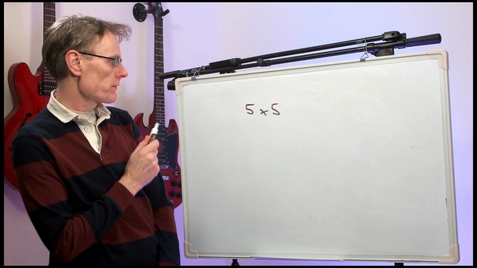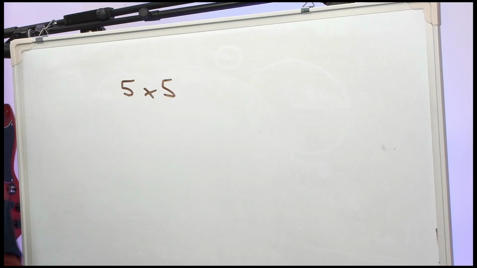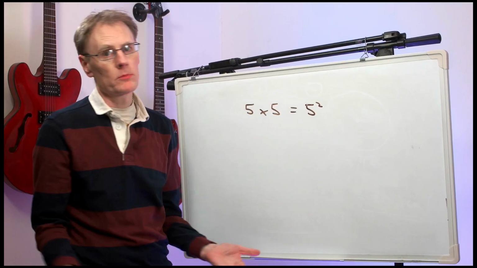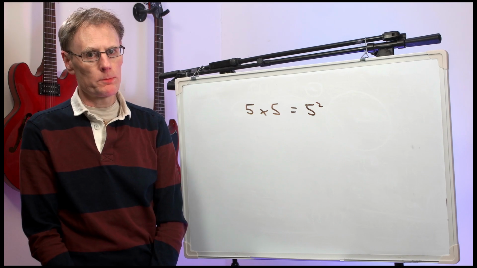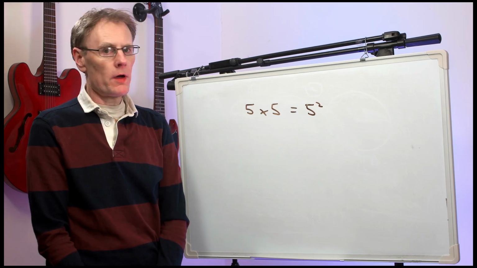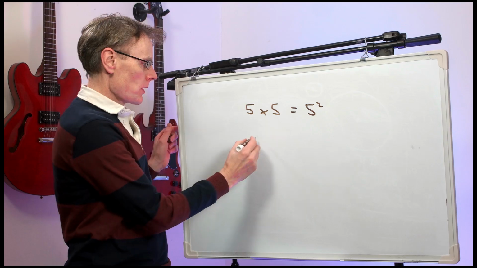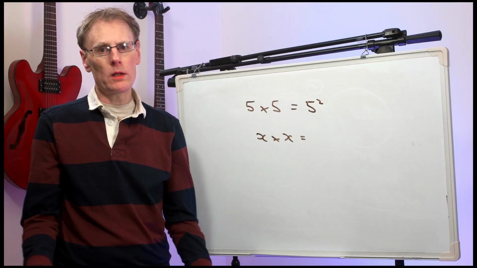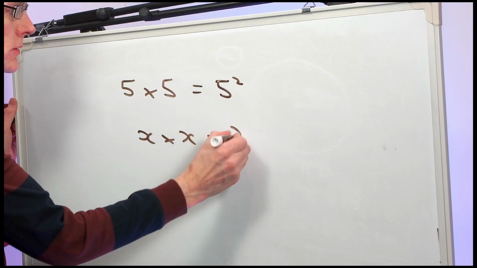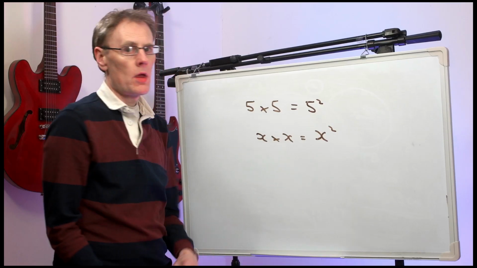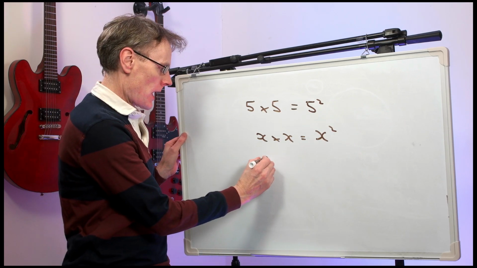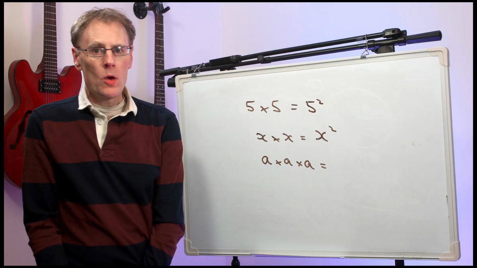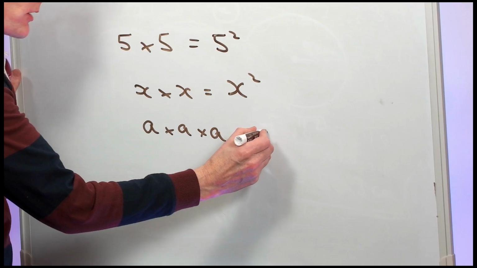Right, what is 5 times 5? 5 times 5 is 5 squared, or 25. So, if 5 times 5 is 5 squared, what is x times x? Well, x times x is x squared. What is a times a times a? Well, that's a cubed, or a to the power of 3.